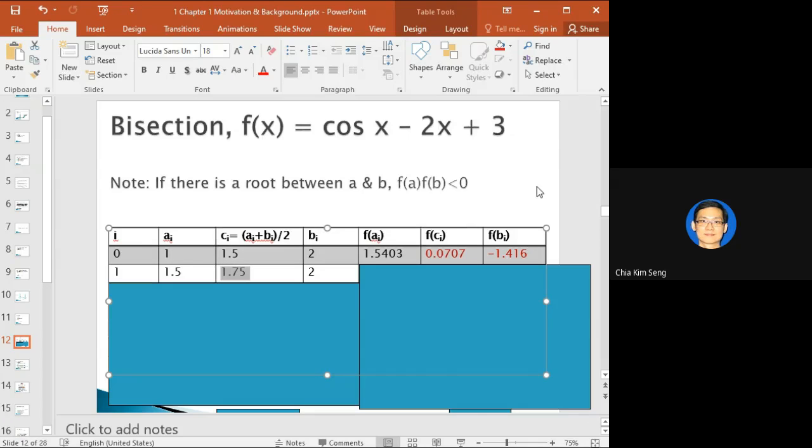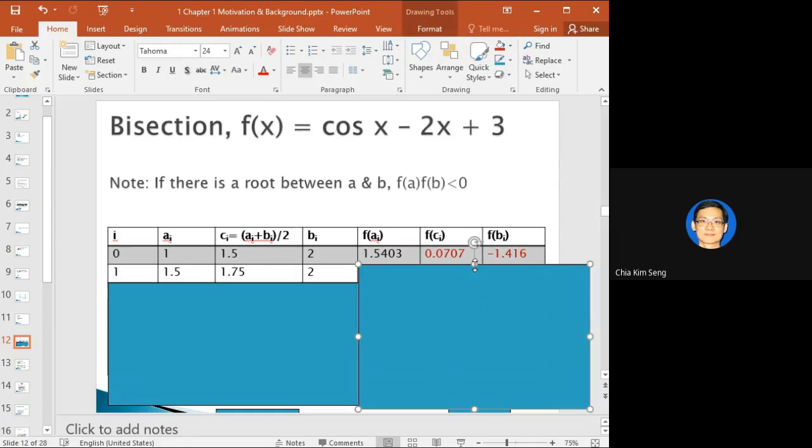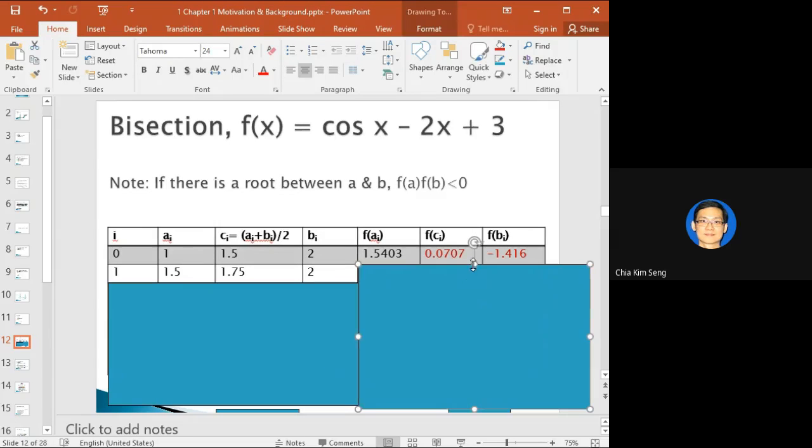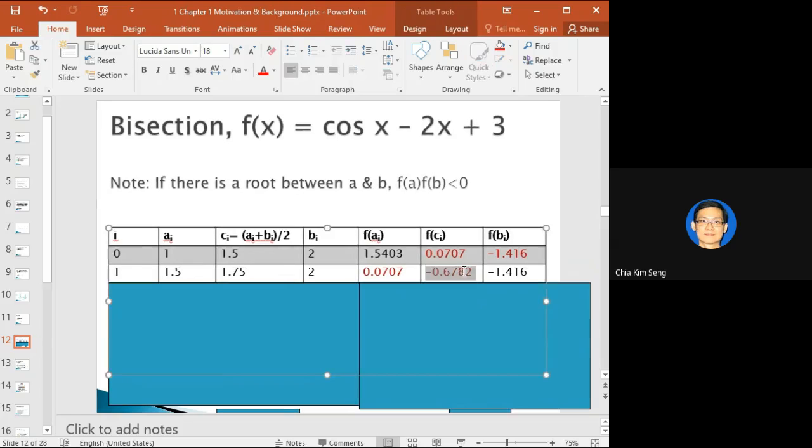Okay, and then repeat the same thing. But one tip for you is, just now you already calculated 1.5, am I correct? So you don't need to calculate it again using your calculator. You just need to calculate the new mean value.